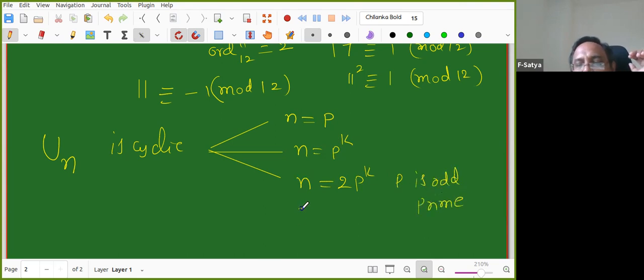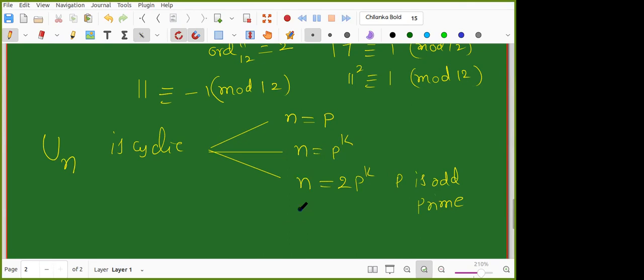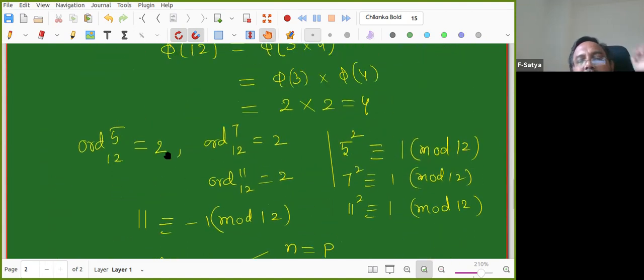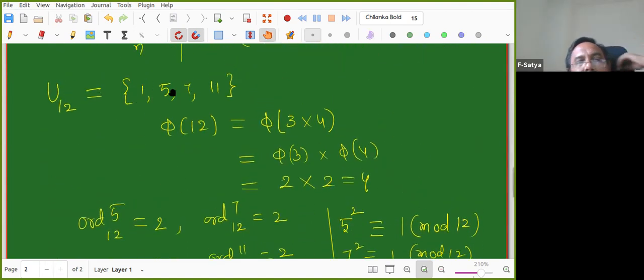And next case, is there any case left? Any one of you? Sir, could you first define what does it mean to be cyclic? Okay, cyclic means there is an element in this whose order is equal to the number of elements in here. I'll give one example.